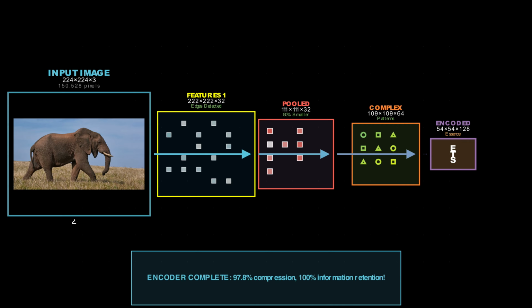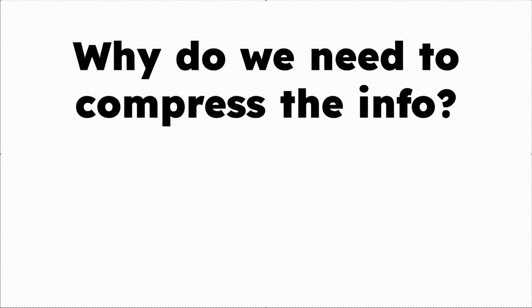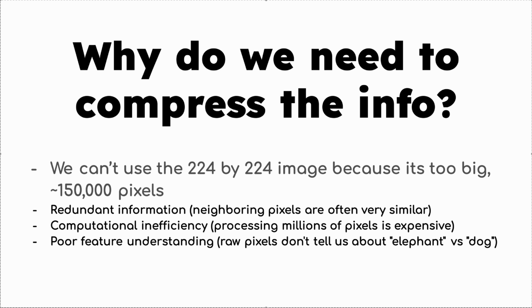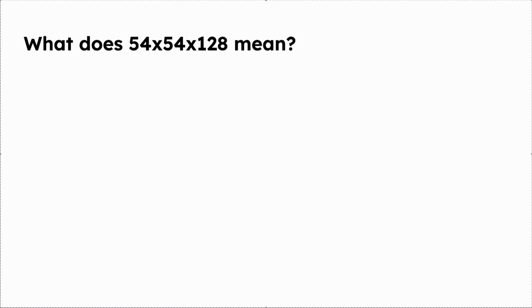Why can't we just have the 224 RGB image? Well, it's simply because it's computationally inefficient and redundant, because neighboring pixels are very similar and it's really hard to comb through 150,000 pixels. Also, the raw pixels don't really tell us about the shapes and the features of the elephant, and they don't have important features in them which the neural network can learn easily. Which is why we compress it and then we give it 128 channels.